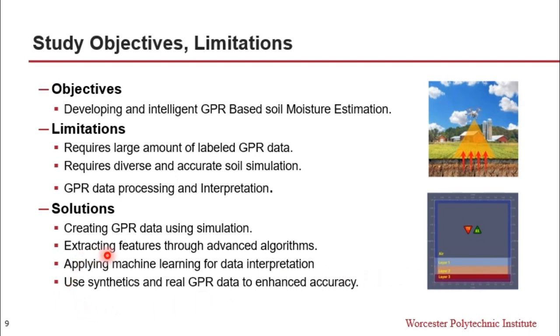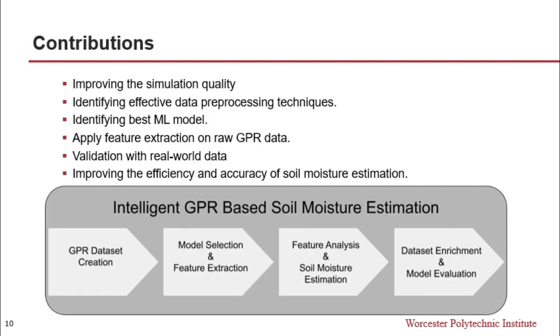At the end, we want to combine our generated synthetic data with the real data which we generated at WPI in a real environment to enhance the accuracy of our model. Therefore, our contributions are as follows: improving the simulation quality, identifying effective data pre-processing techniques, identifying the best ML model that fits the GPR data, applying several feature extractions on raw GPR data to improve the accuracy of the model and reduce the dimensionality, validation with real-world data, and also improving the efficiency and accuracy of soil moisture estimation.